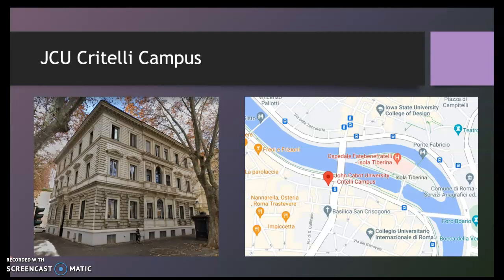The Critelli campus is located at the intersection of the Lungotevere Raffaello Sanzio and Viale di Trastevere, in very close proximity to the Tiber River. As such, the construction of embankments and high walls along the Tiber, ordered by the city in 1875 in response to the river's tendency to flood, would have greatly affected the area which the Critelli building now occupies.